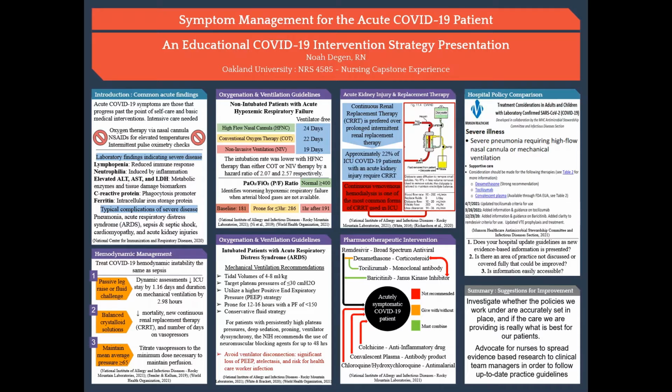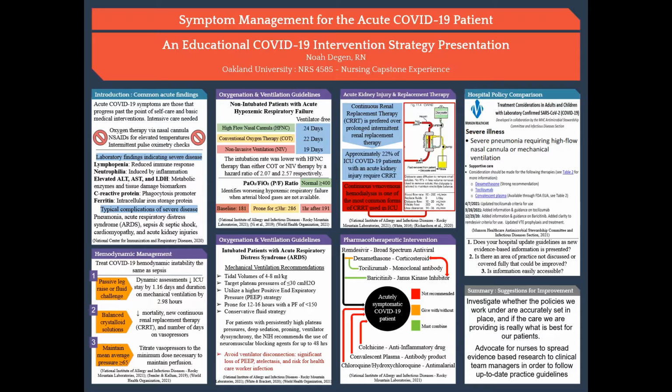To understand the recommended treatment modalities of acute COVID symptomology, we must first look at what defines and what is commonly found in acute COVID diagnoses. The CDC notes that treatment for severe disease will surpass self-care and basic medical interventions like oxygen therapy via a nasal cannula and intermittent pulse oximetry checks. The progression to severe disease often results in an admission to intensive care.